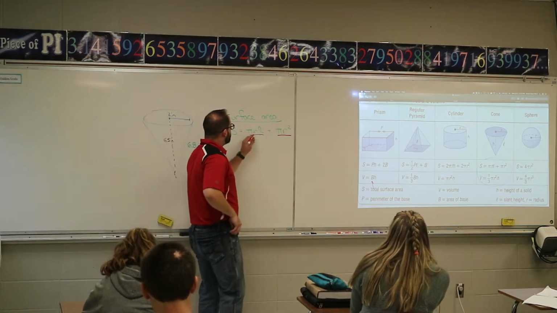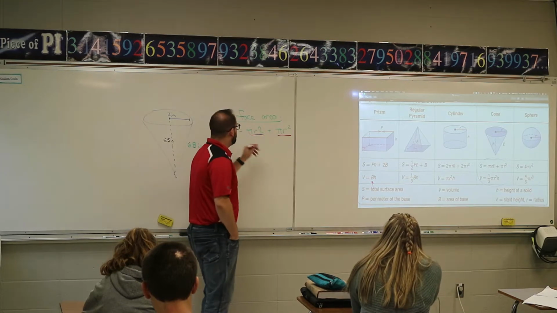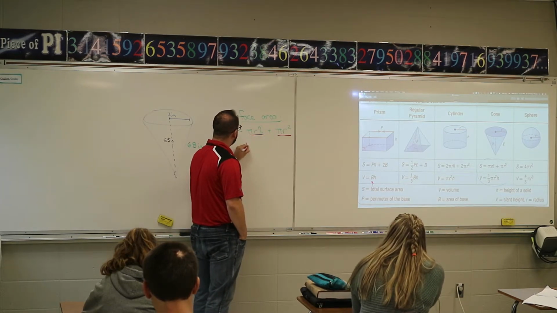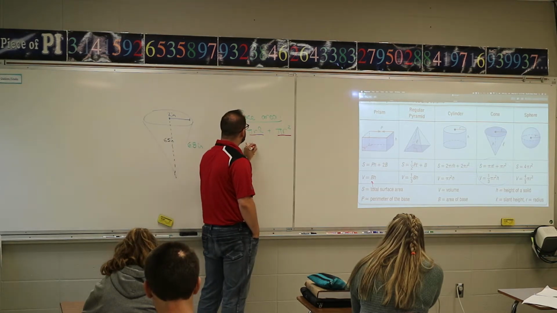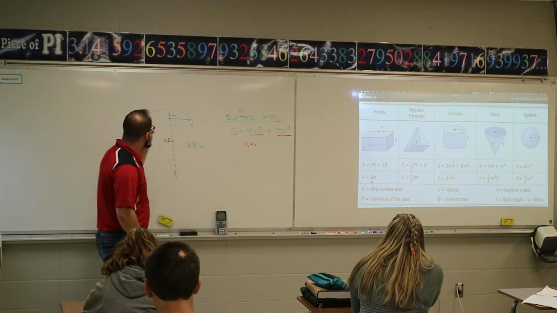Okay, so what we're going to do is plug these numbers in. Pi is obviously 3.14. I'm just going to go 2 decimal places. I don't need to go much more than that. I'm going to take that times the radius. What's the radius of my circle? 2 inches.